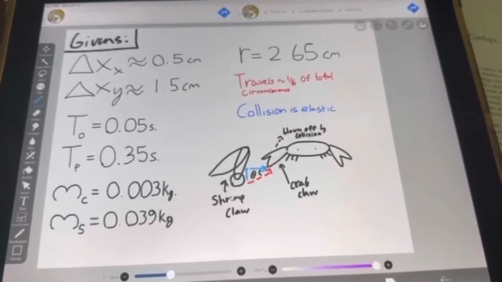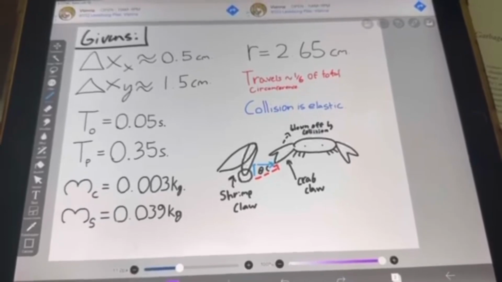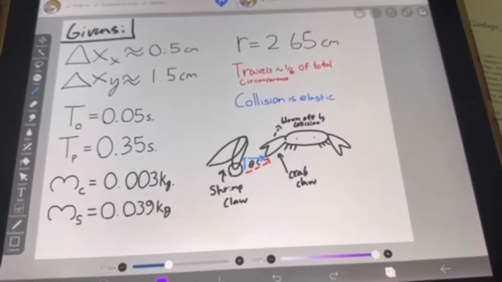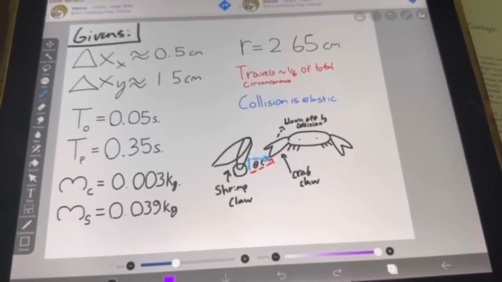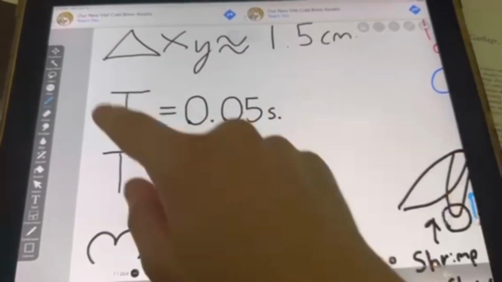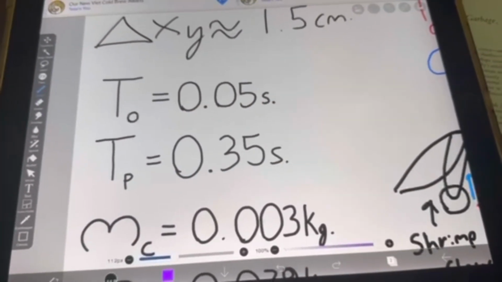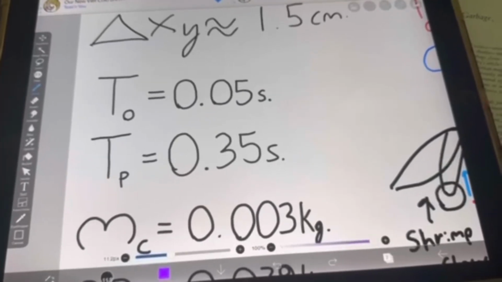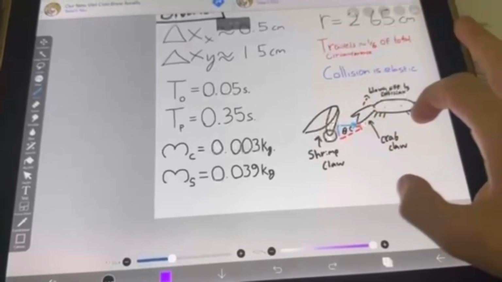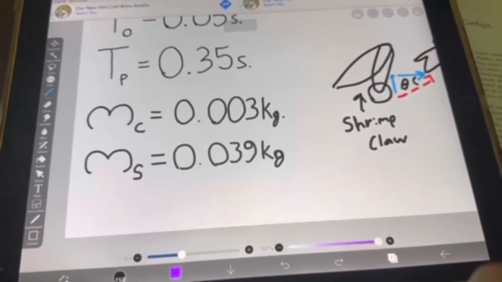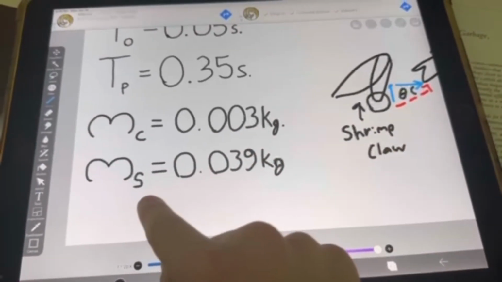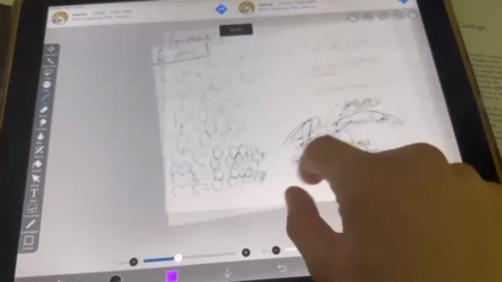Furthermore, the clip I used was already slowed down to 0.5 times its actual speed, but I slowed it down further by 0.1 times the speed to make plotting the points easier. So the actual time it takes, based on what I gathered using the video analysis app, was 0.05 seconds prior to the collision and 0.35 seconds post-collision. And I was able to figure out by using Google that the mass of the crab is around 0.003 kilograms and the mass of the shrimp is around 0.039 kilograms.